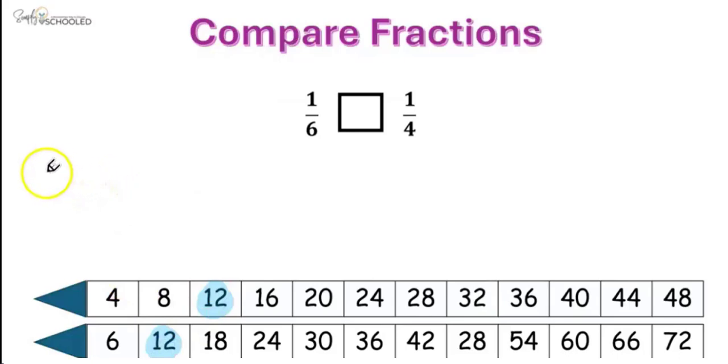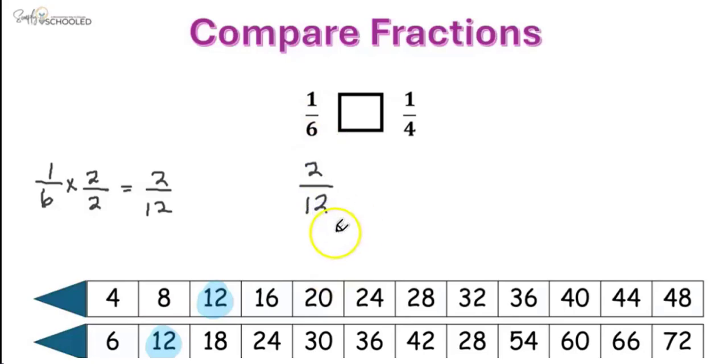So off to the side here, I'm going to take 1/6, and I have to figure out what to multiply it by to get a new equivalent fraction with a denominator of 12. Well, I know that 6 times 2 is 12, so I have to multiply the numerator by 2. 1 times 2 is 2. So I know 1/6 is equivalent to 2/12.